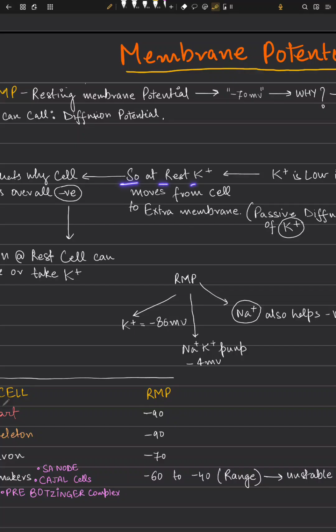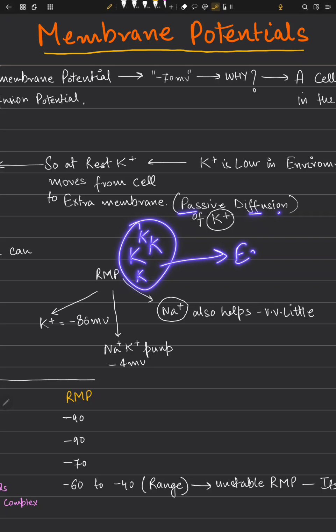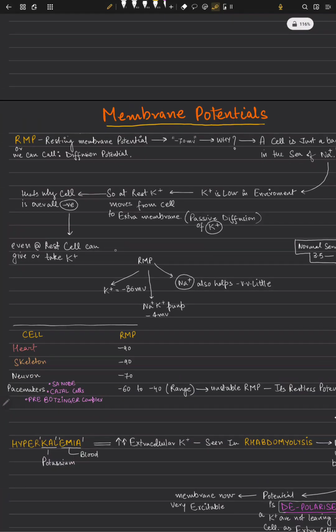Okay, so at rest the potassium moves out from the cell to the extracellular space, and this is passive diffusion because cells are filled with K, so they want to go out for equilibrium. They keep on moving out, and this creates a negative environment for the cell. That's why the overall is negative. Even at rest, the cell can give or take potassium. Yeah, I know, you should know that.